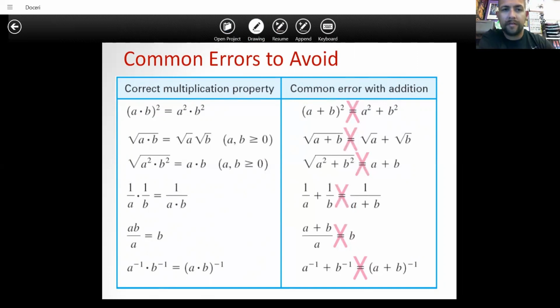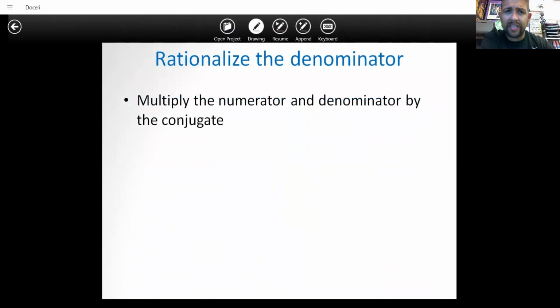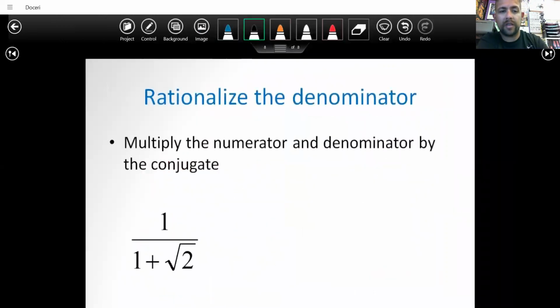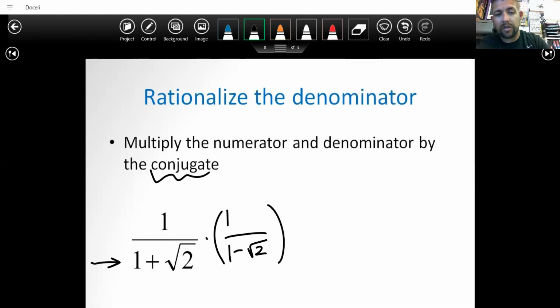Rationalizing the denominator. We talked about this before. Again, we multiply the denominator by the conjugate, and the conjugate we always look at to be the opposite value. So this conjugate that we're looking at is always going to be our denominator term, but with the opposite operation. So to rationalize it, we're always going to do 1 minus root 2. So whatever operation is addition, we're going to use subtraction, and vice versa. So there it is for us.